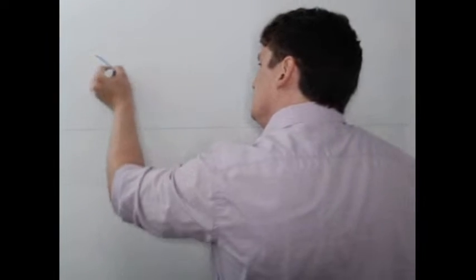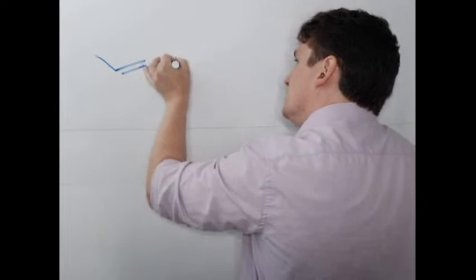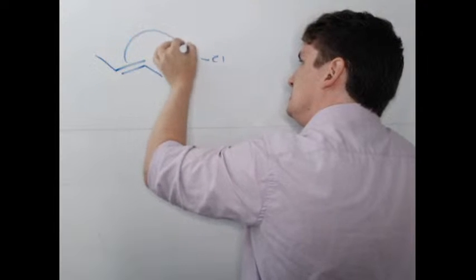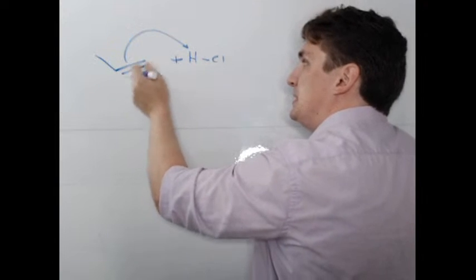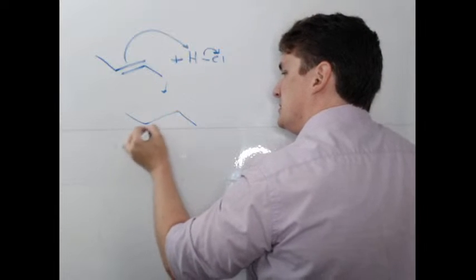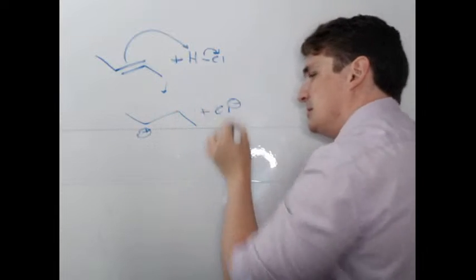So question 54, give the structural formula of the carbocation intermediate that leads to the major product in the reaction of hydrogen chloride with cis-2-butene. So for the reaction intermediate here, we're going to have nucleophilic attack with a double bond onto the hydrogen, and this will give us this carbocation.